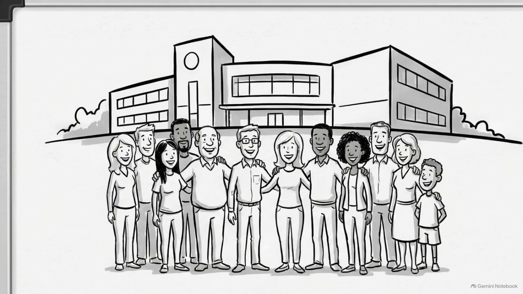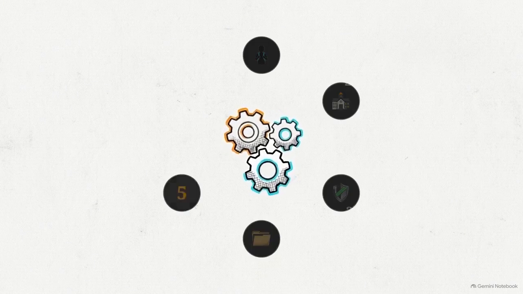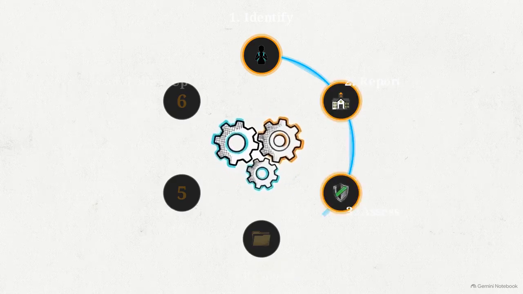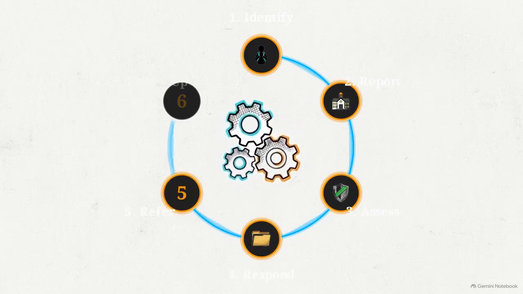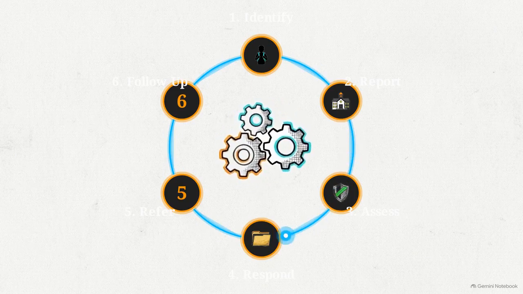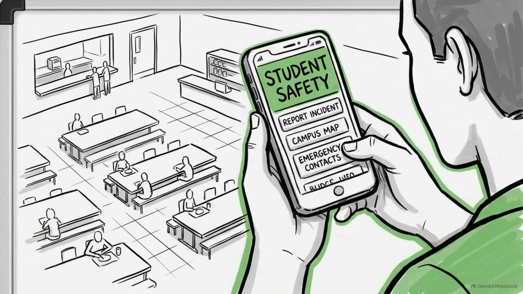You now have a complete 6-step pathway: identify, report, assess, respond, refer, and follow up. This unified workflow provides the clarity that a single button cannot. When a community understands exactly how to report and what happens next, the barrier to speaking up disappears.